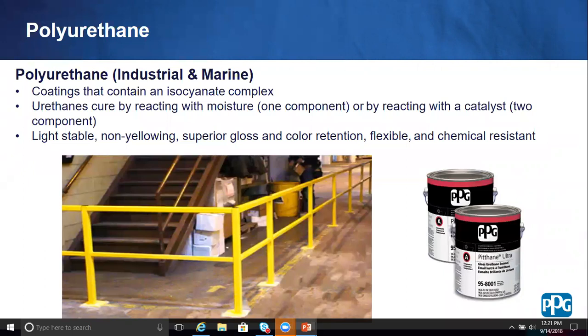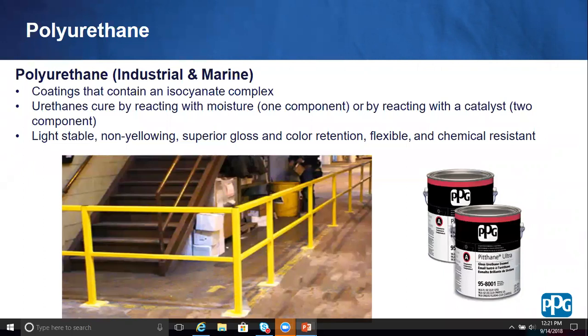Or they react with a catalyst, where you've got your part A resin and your part B hardener or cure, and you always add the hardener and cure, the part B, to the part A. So the difference between epoxies and urethanes is that urethanes are very light stable, so they're great for exterior exposure. They're non-yellowing, even a bright white.